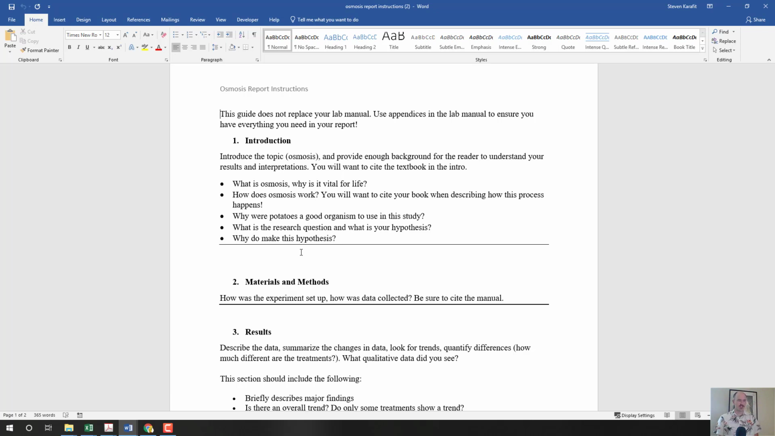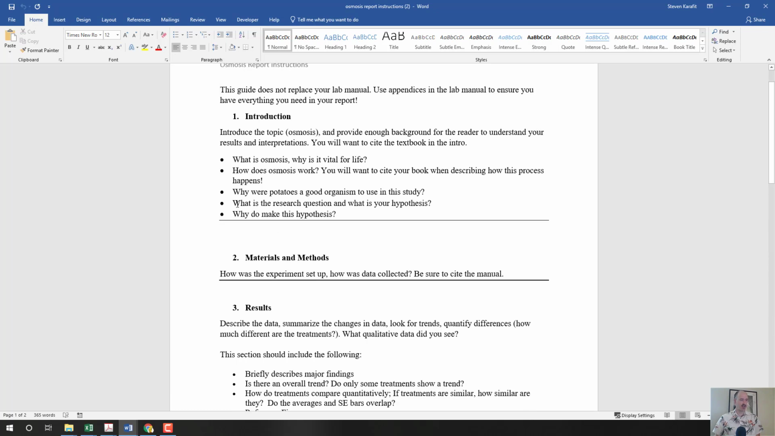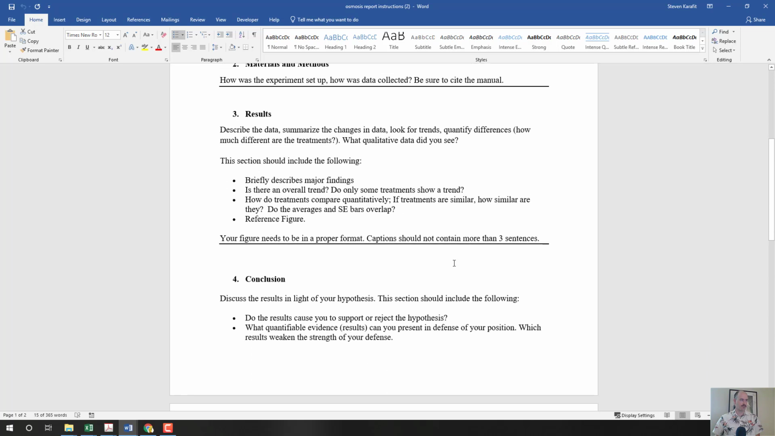What is the research question that you're asking? And what is your hypothesis? So what was it you're trying to solve, and what was your hypothesis in the if and then format? Okay? And that takes care of both of these bullet points if you use the if and then format, essentially.